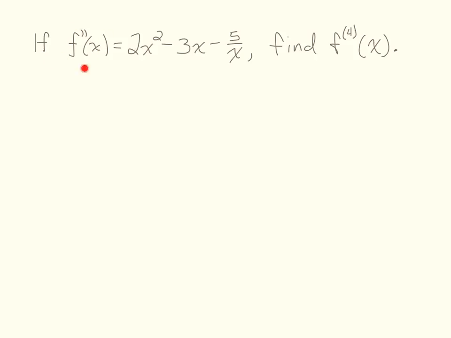If the second derivative of f of x is (2x squared minus 3x minus 5) over x, find the fourth derivative of f of x. In order to get to the fourth derivative of f of x, we need to take the derivative of f double prime x, or the second derivative, 2 times.